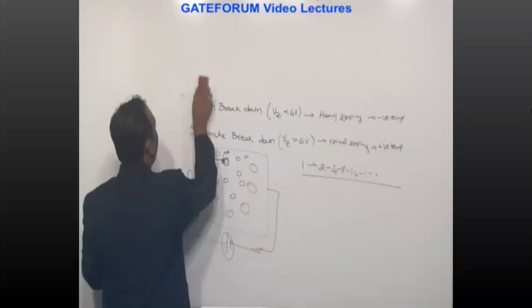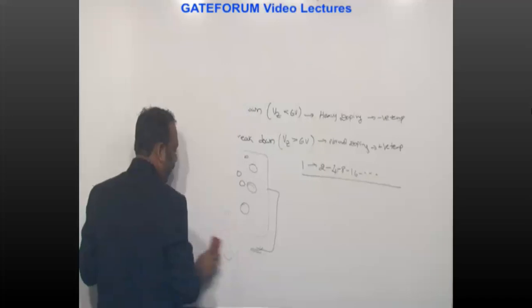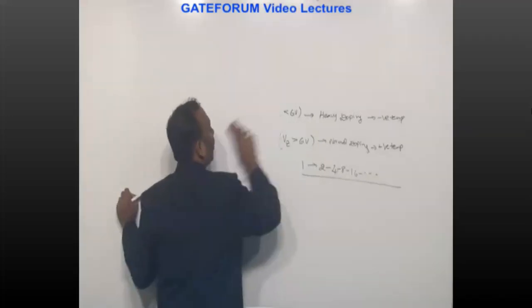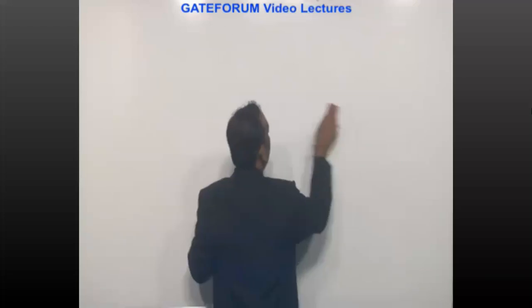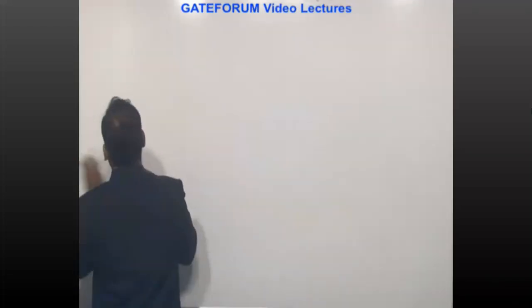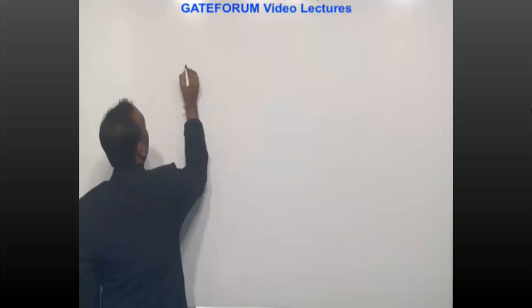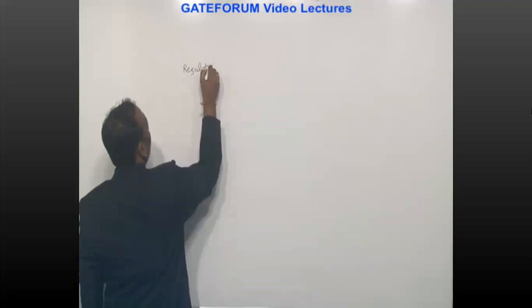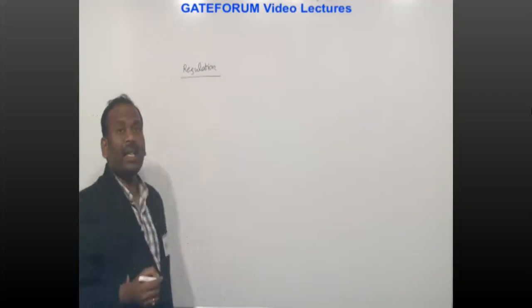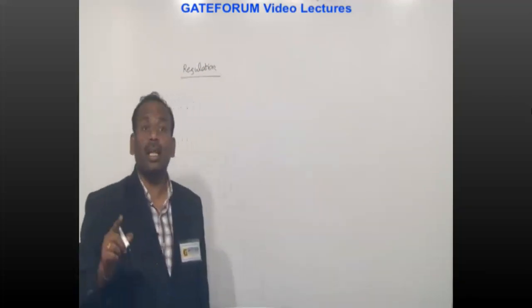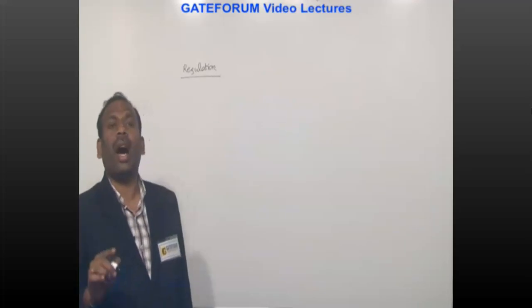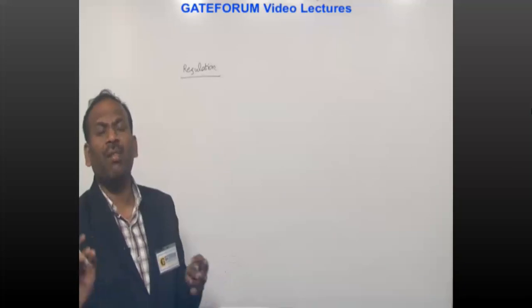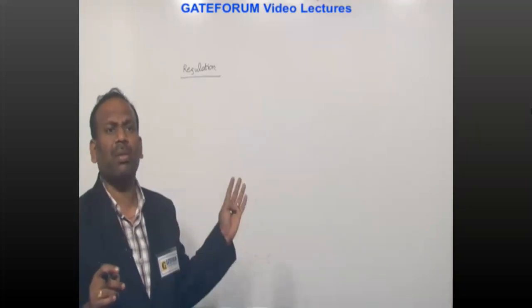Now we will continue with today's session. Regulation. What is meant by regulation? Maintaining the output voltage constant irrespective of changes in the supply voltage or changes in the load resistance is called regulation. In power supplies, we always require a constant output voltage irrespective of changes in the supply voltage or changes in the load value.